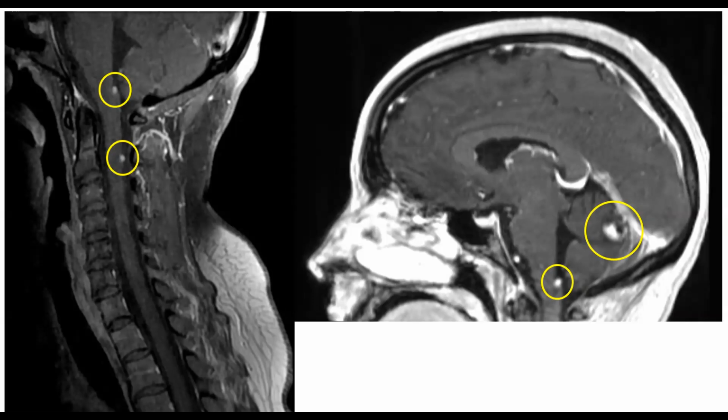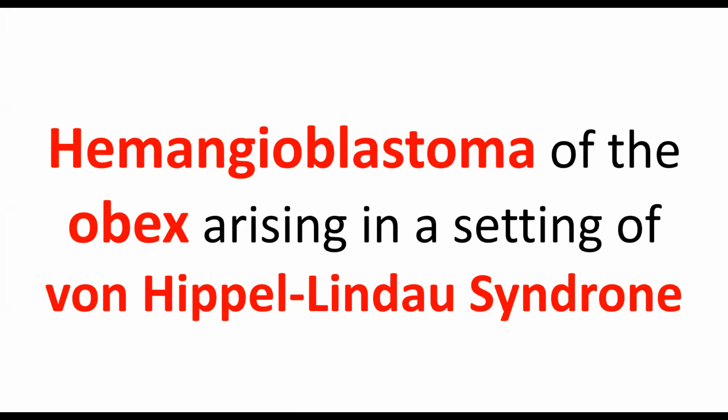You have a second to think about it? Okay, here we go. This is hemangioblastoma of the obex arising in a setting of von Hippel-Lindau syndrome. Did you like that? That was a pretty good warm-up, wasn't it? Had a little bit of everything: some neuroimaging, neuropathology, clinical symptoms, inherited tumor predisposition syndrome.